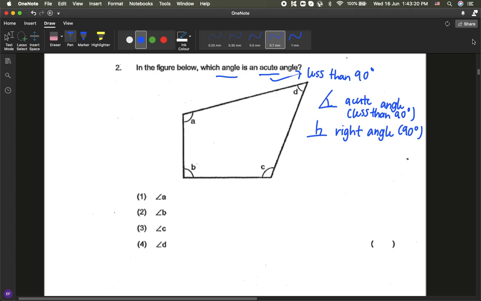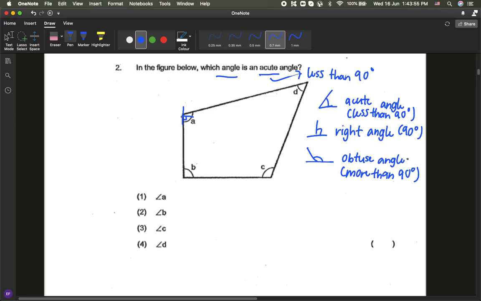And what about angles that are more than 90 degrees? What are they called? Well, those angles are called obtuse angles. So this is an obtuse angle, and these are angles which are more than 90 degrees. Okay, so after we have done that recap, let's figure out the answer for this question. Let me draw a right angle first.